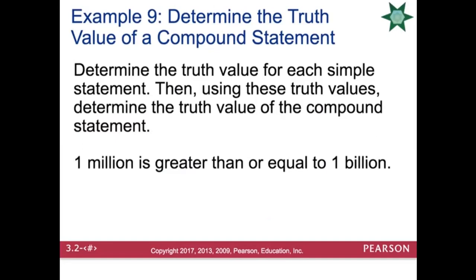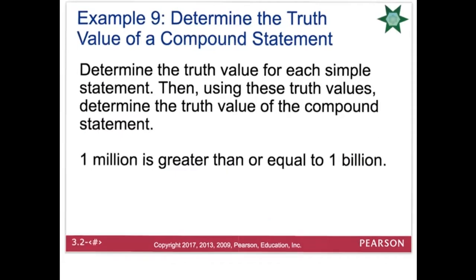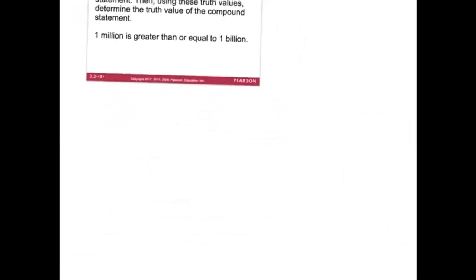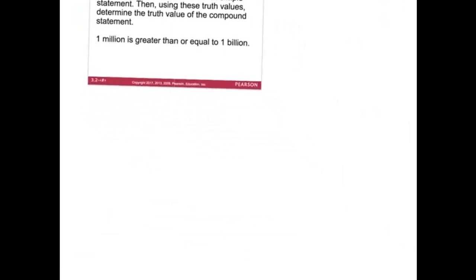Okay, so the first statement is $1 million is greater than or equal to $1 billion. Notice the "or equal to." So you're going to have to break this up into two statements. Our first statement that we're going to work with is that $1 million is greater than $1 billion. That's statement P.